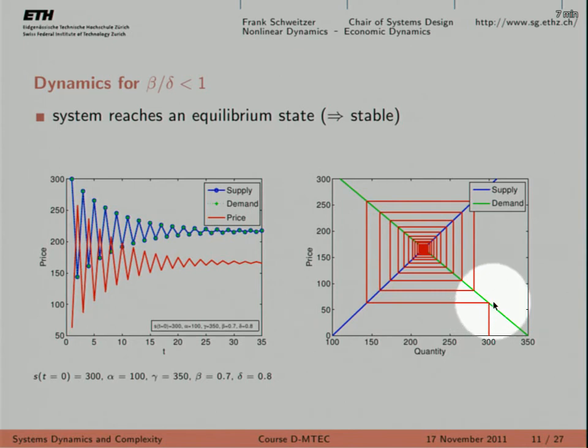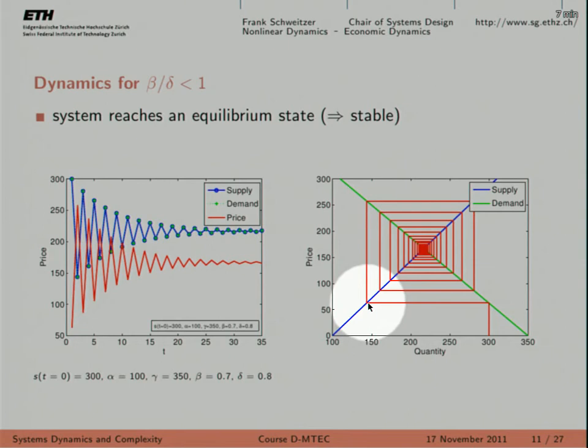According to the demand curve, the price for 300 units should be, I don't know, 60, for instance. But this price is too low for suppliers, so they don't want to produce it. In the next time step, the suppliers would only produce, I don't know, 130 units. No, 135. So for this price, only 135 will be produced.